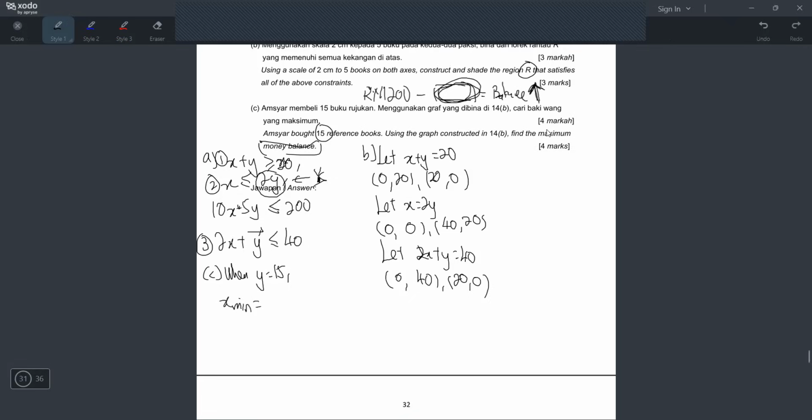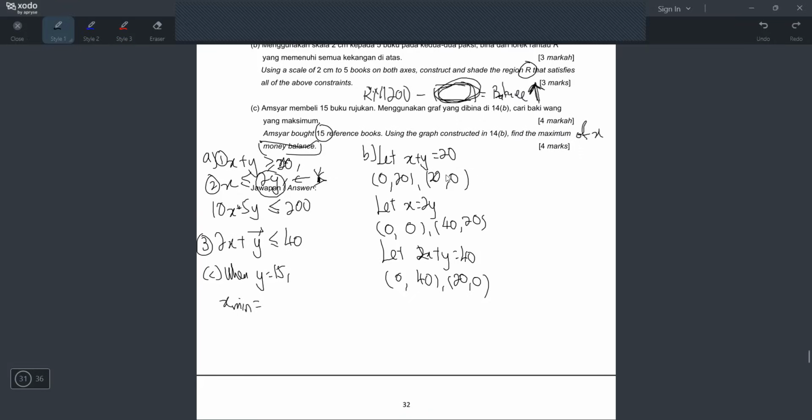Even though they say maximum, it's the maximum money balance. So if I want my balance from 200 ringgit to be a lot, it means I have to spend less. Do you agree? So I have to find the X minimum so that my balance can be maximum. You understand what I mean? But what if they say find the maximum of X? Let's say I change the question, find the maximum of X. Then what do you find here? Of course, you find X maximum.